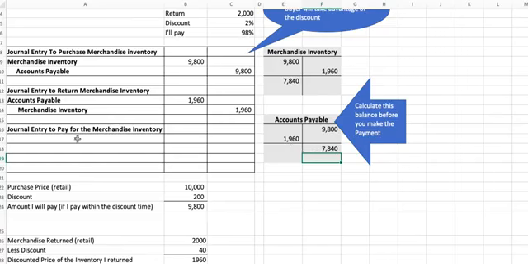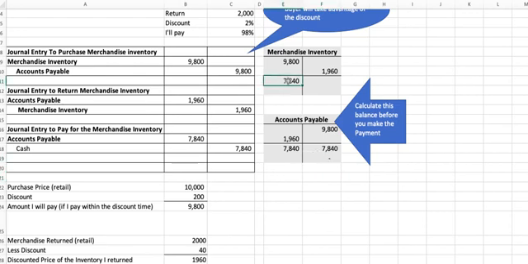$7,840. Whenever I pay off a liability, I debit the liability and I credit cash for the amount that is due, which is $7,840. Once I debit accounts payable for $7,840, now my balance will be 0 for that account. So that zeroes out that accounts payable. I have paid off what I owe.